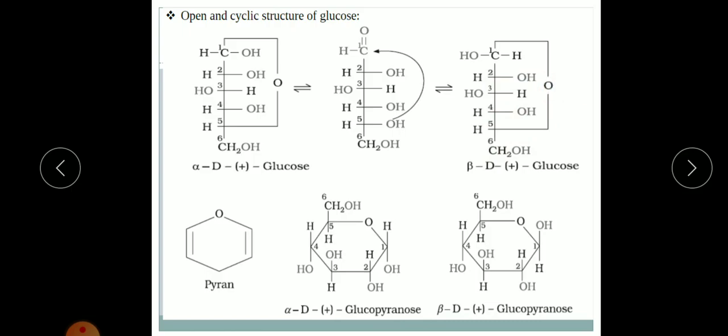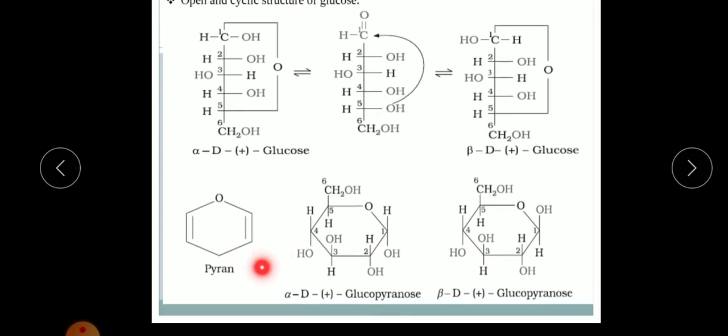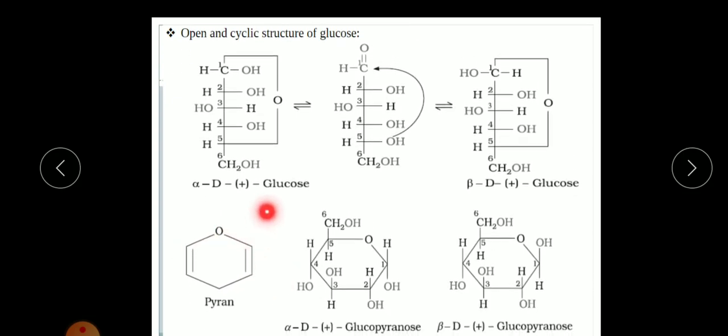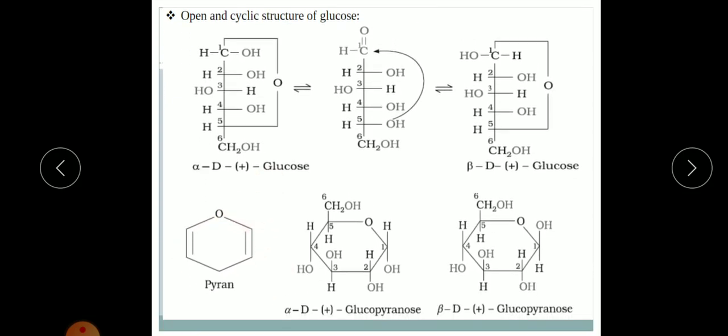Now we'll draw the pyranose structure from this. The pyranose structure will be similar to pyran. This is a heterocyclic compound where you have a 6 membered ring with oxygen in the middle. It will be similar because we have 5 carbon atoms and oxygen in the ring, so the structure will be like pyran. Now from this we'll see how this has been drawn.